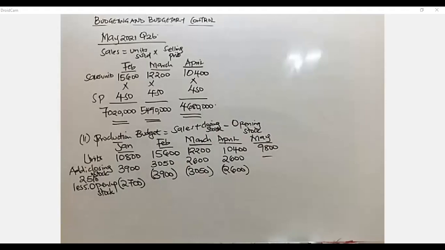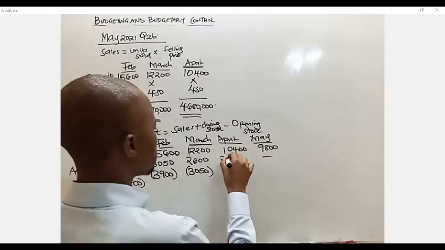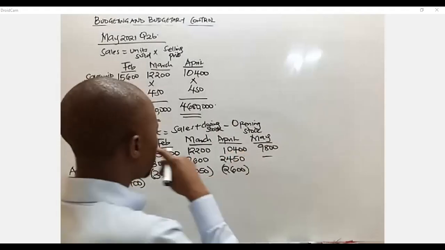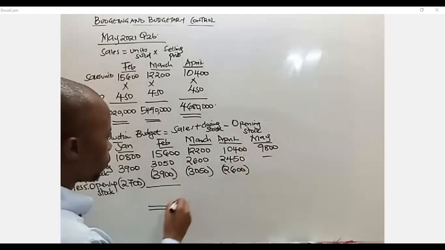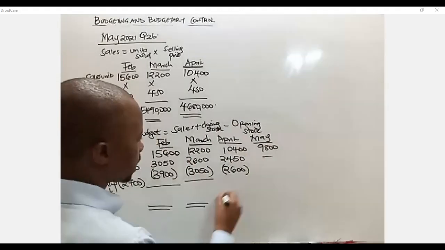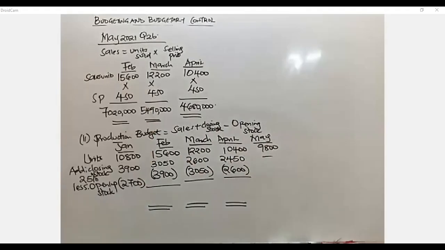The opening for April is 2,450, because I'm supposed to be taking 0.25 times 9,800. Getting 2,450, correct. Now, in this case, the other ones you leave them. You tell me, teacher, I focus on only these three, which is what the examiner needs. Only the three.